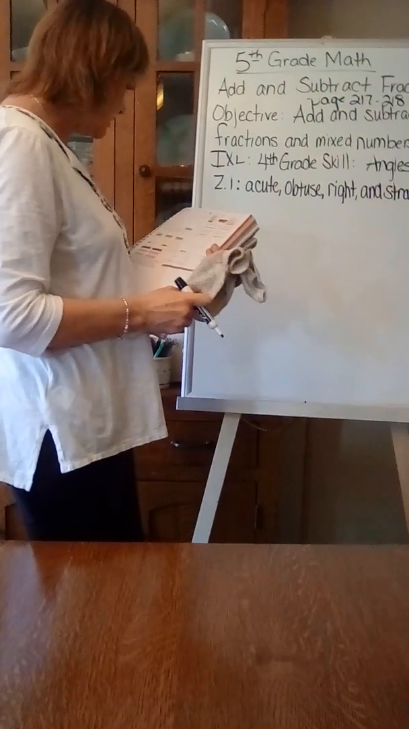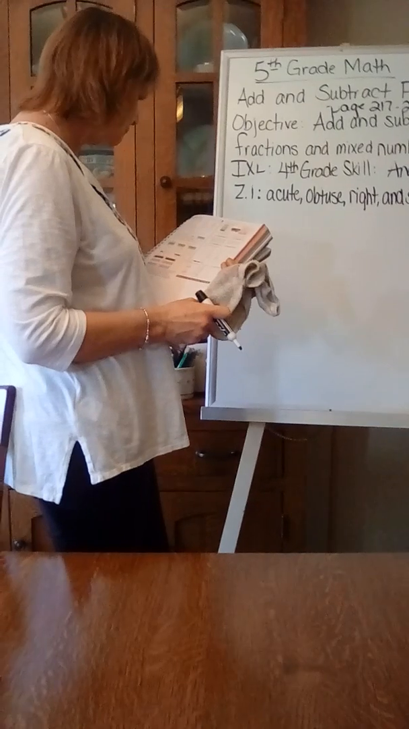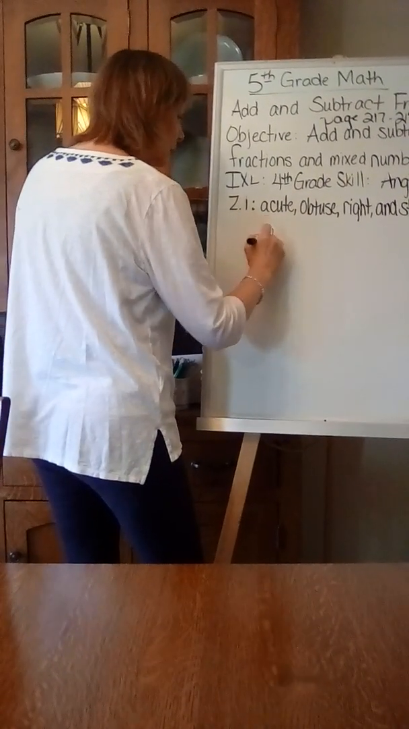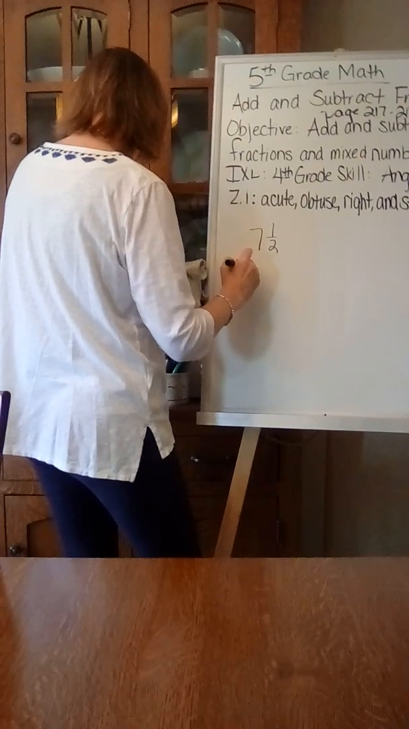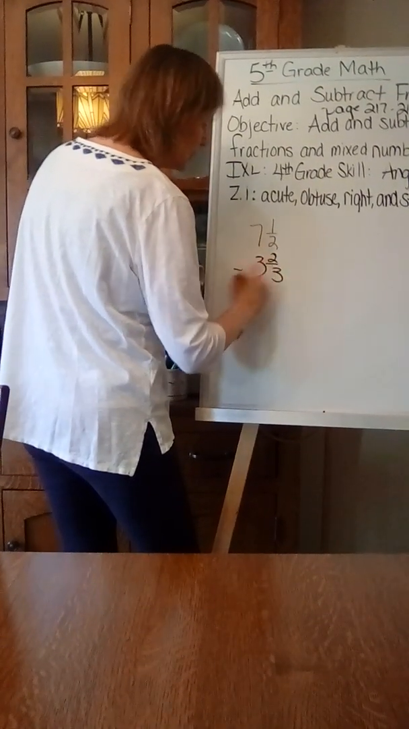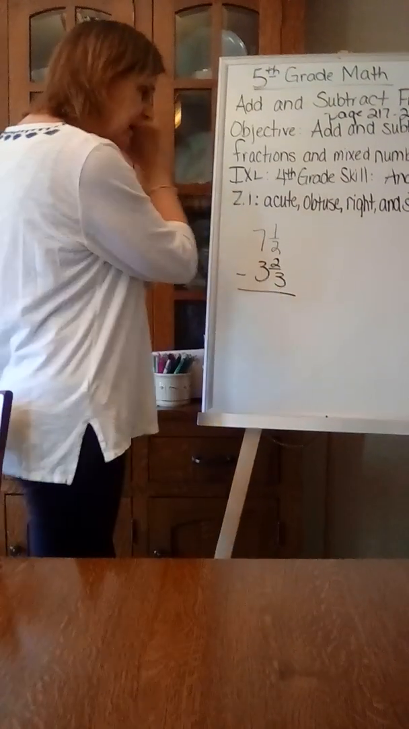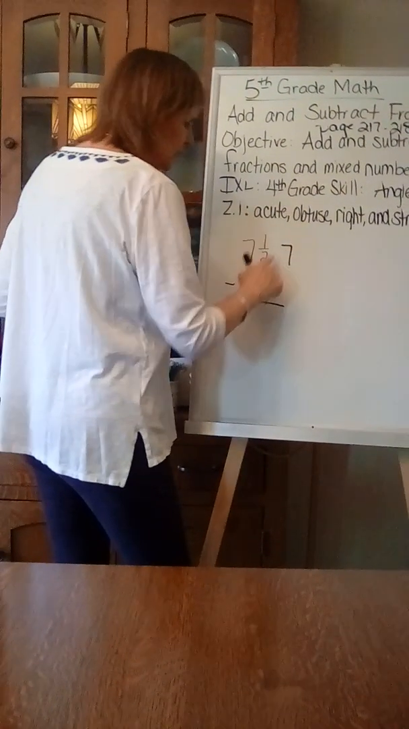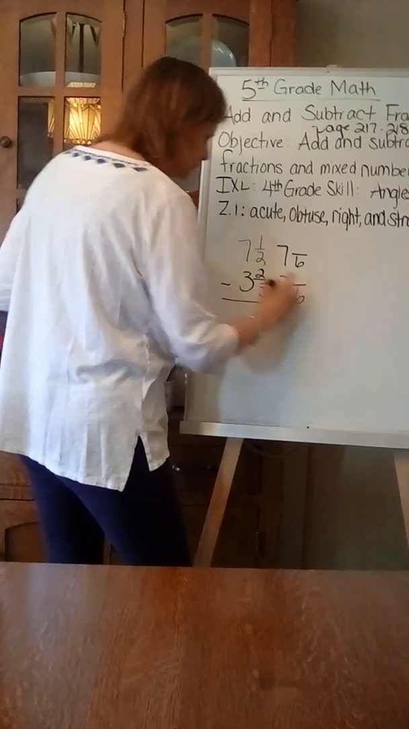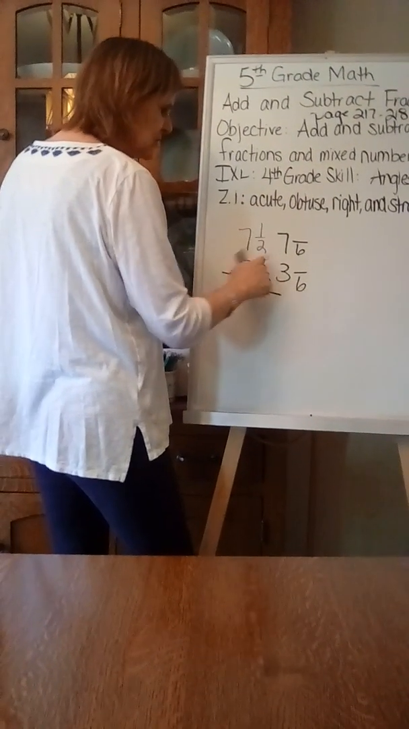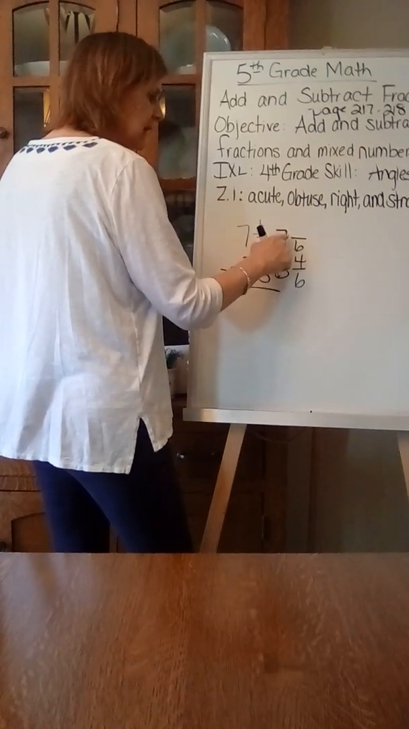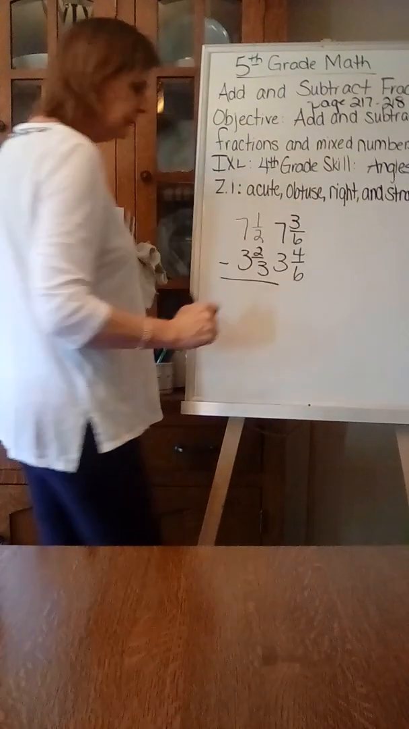All right, the last one in this group is 7. 7 1/2, and we're subtracting 3 2/3. All right, I've got to get my common denominator. I know that 2 times 3 is 6, so I'm going to make that my common denominator. 3 times 2 is 6, 2 times 2 is 4. 2 times 3 is 6, 1 times 3 is 3.